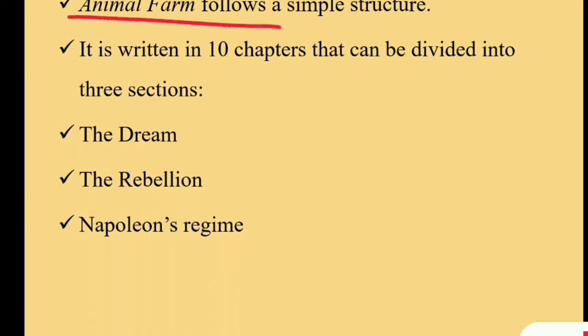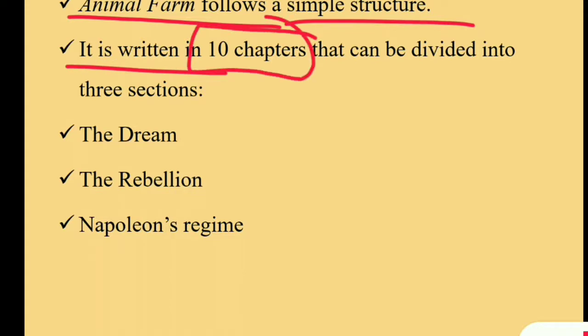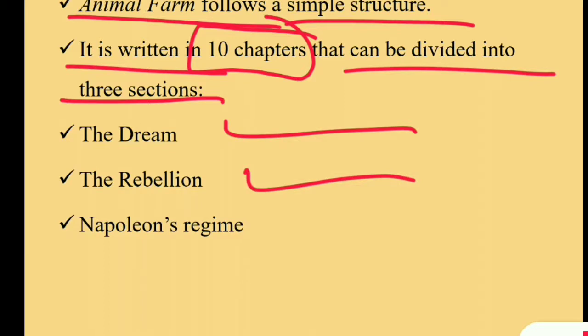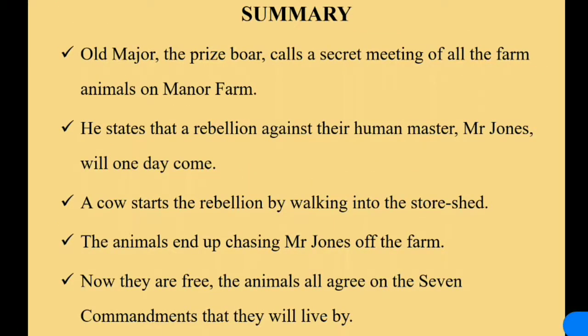Animal Farm follows a simple structure. It is written in 10 chapters that can be divided into 3 sections. First is Dream, then Rebellion and Napoleon's regime. Now we will move towards the story.